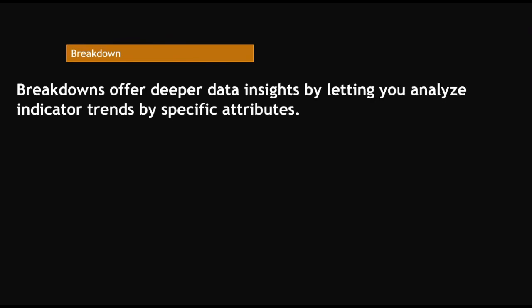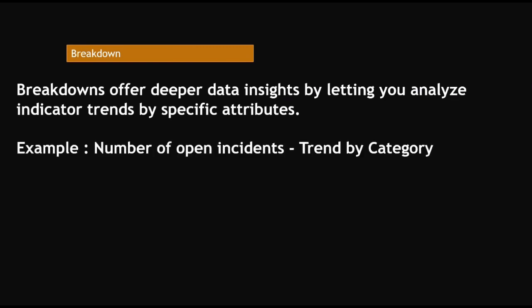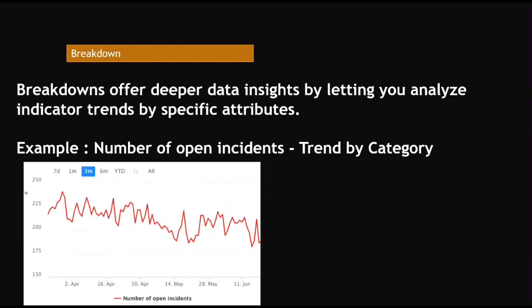So the first one is breakdown. What is a breakdown? A breakdown offers a deeper data insight by letting you analyze indicator trends by specific attributes. An example is the number of open incidents trend by category. For example, we have a number of open incidents. You can see the graph here.